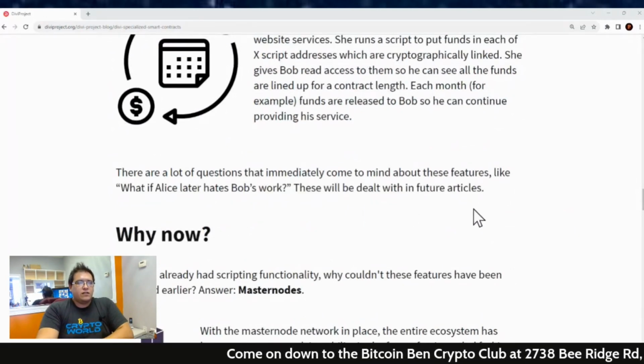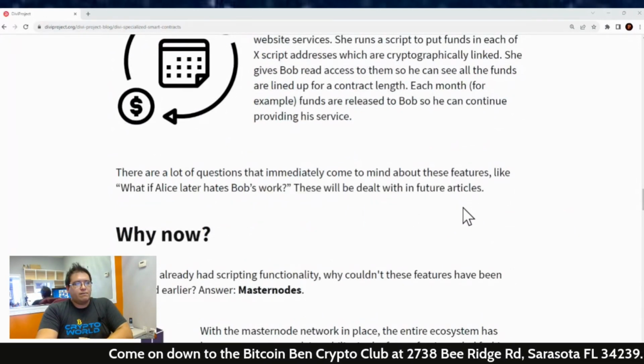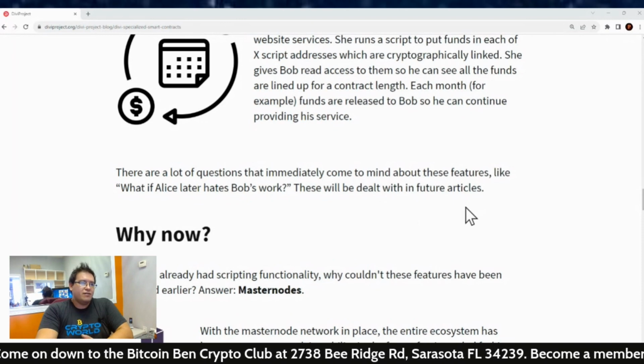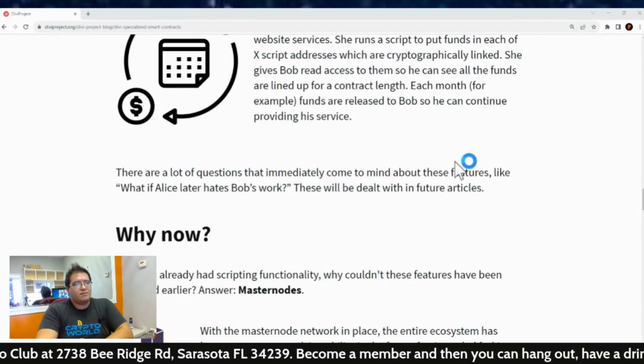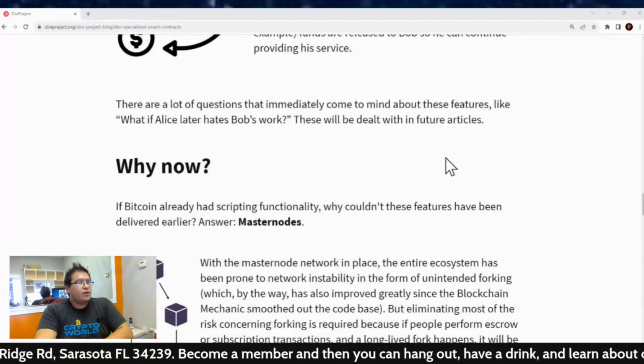Now, there are a lot of questions that immediately come to mind about these features, like what if Alice later hates Bob's work? Well, these will be dealt with in future articles, but for now, these are just examples of how it works for subscriptions, escrow, and vaults.